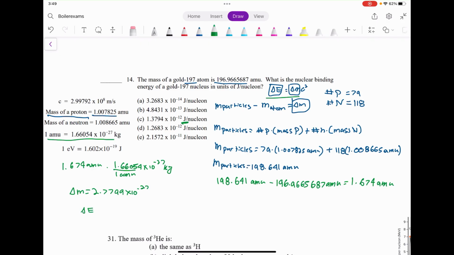So delta E equals, and this is kilograms, 2.7799 times 10 to the negative 23 kilograms times the speed of light, which is 2.99792 times 10 to the 8th meters per second. That's squared. So let's put that in our calculator.